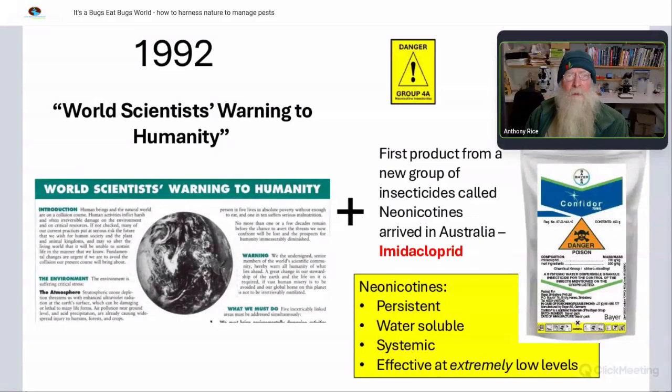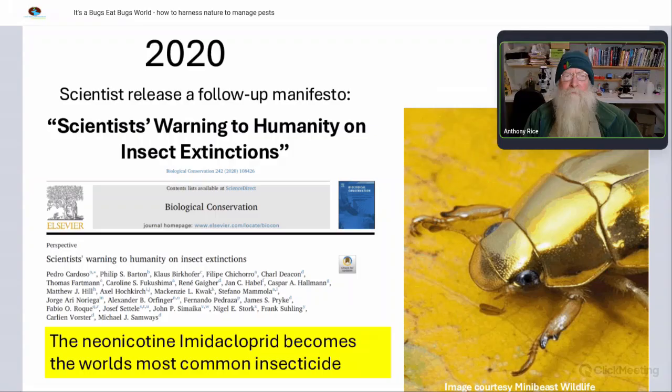At the same time, same year, a brand new product came out on the market called imidacloprid. Now, imidacloprid is the active ingredient in a product called Confidor. And it was the first of the neonicotinoids that hit the market. It's highly persistent, water soluble, and systemic. But the really important part of its characteristics, as with the other neonicotinoids, is they are effective insecticides at extremely low levels, and this makes them environmentally very dangerous.